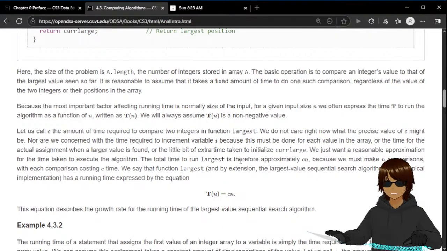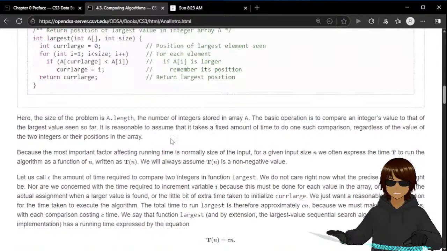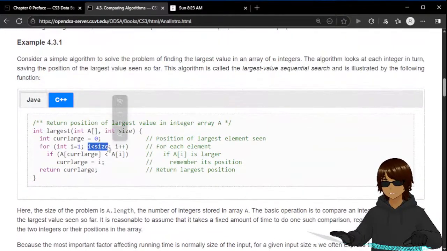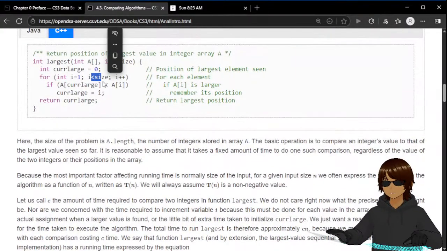The total time to run largest is therefore approximately cn, because we must make n comparisons, with each comparison costing c time. We say that the function largest has a running time expressed by the equation T(n) = cn. And this isn't quite true, because you're also comparing the size and incrementing i, and then comparing this, assigning, comparing again, and then possibly assigning. It should be 2c, not 1c, because there are two comparisons.